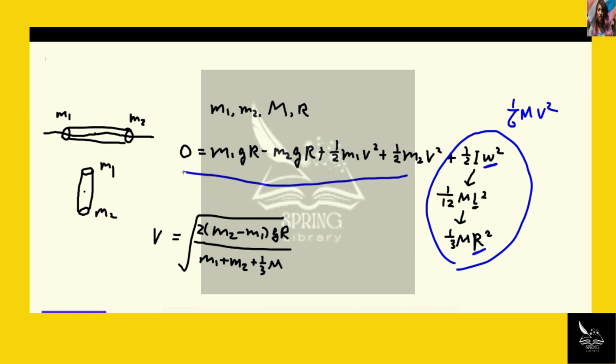So we observe that in this equation, everything is known except for v. So we can safely solve for v to get this analytical expression. And plugging in the numbers for all these quantities, we get v equals 1.46 meters per second.